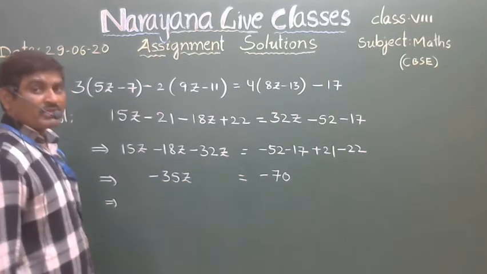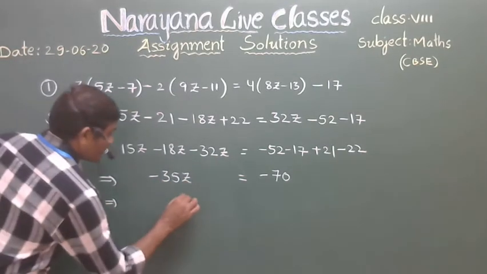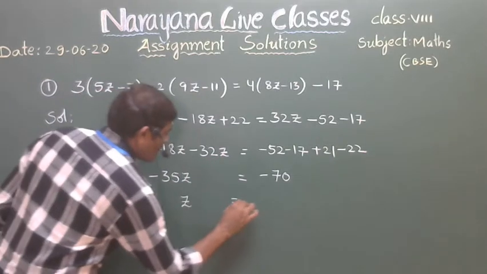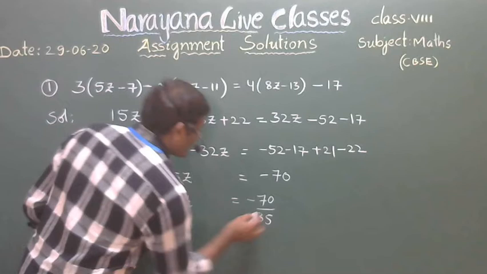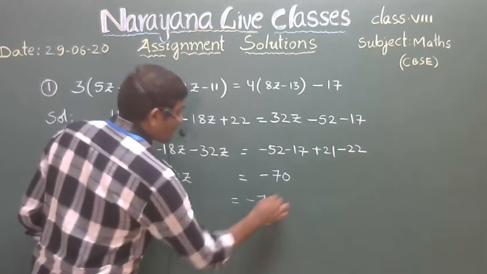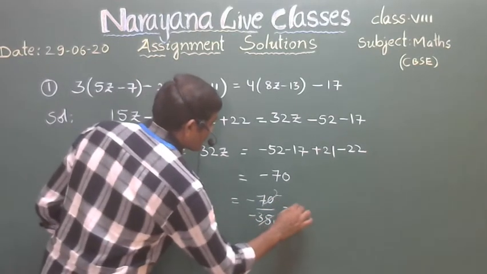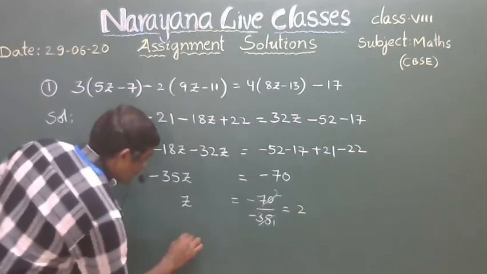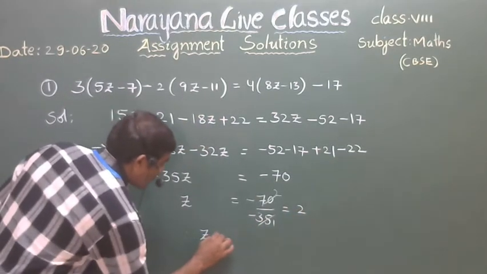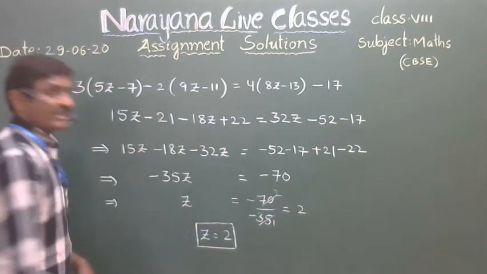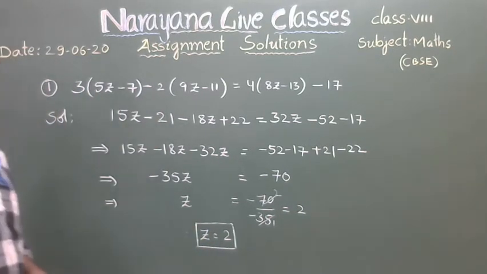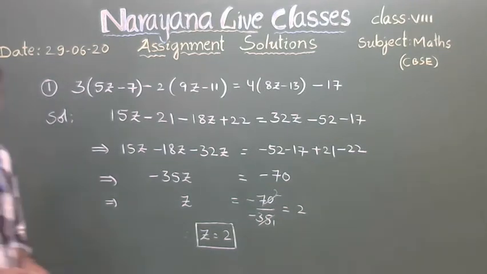After transforming to the right side, it should be divided. Then z is equal to minus 70 by minus 35. Here minus minus cancel. 35 ones are 35, 35 twos are 70, we will get plus 2. Therefore, z is equal to 2 is our required solution. This is the first sum solution. Now let me explain the second one.